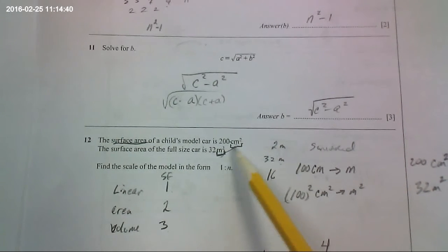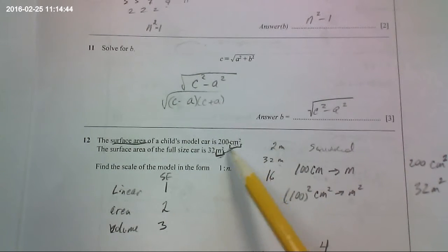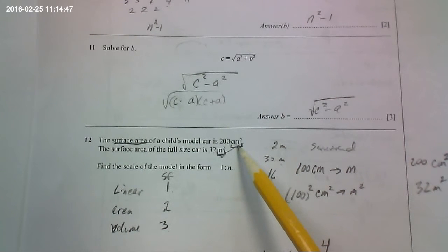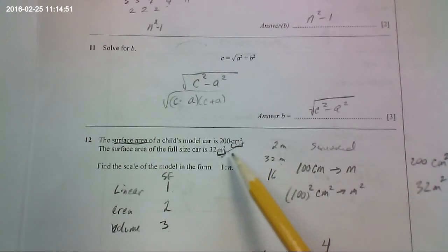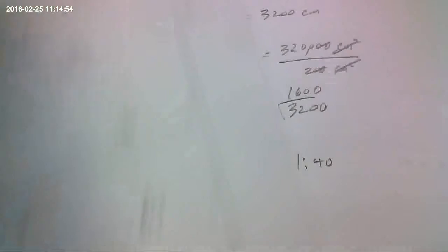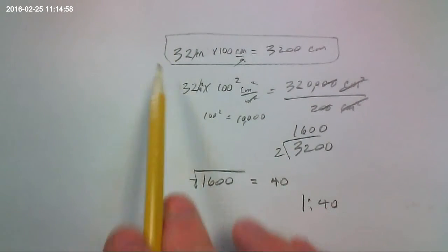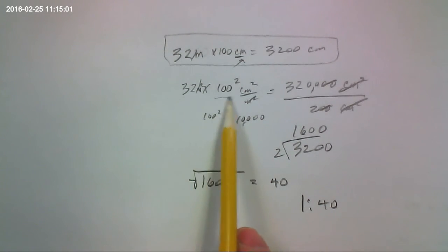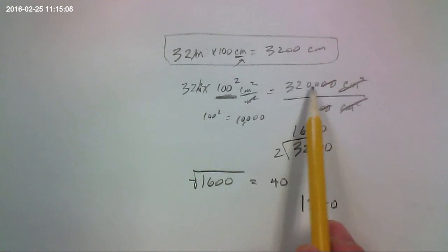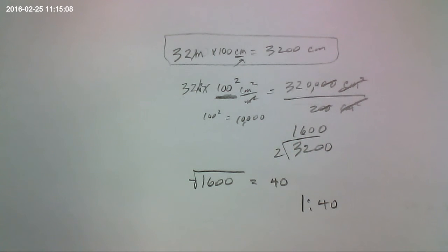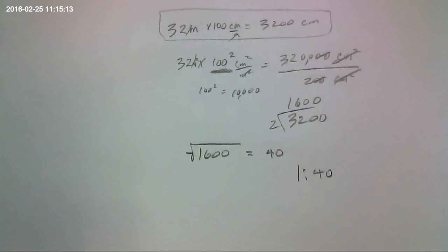These are areas. And so the scale factor from centimeters to meters is 100, but that's the linear scale factor. So the scale factor converting area would be that 100 squared. So that's what I did right here when I converted. So this is an example of linear. And when I converted the areas, 100 squared is the scale factor, which gives me 320,000 square centimeters is what 32 square meters is. And then you just continue the math and you end up with 40.